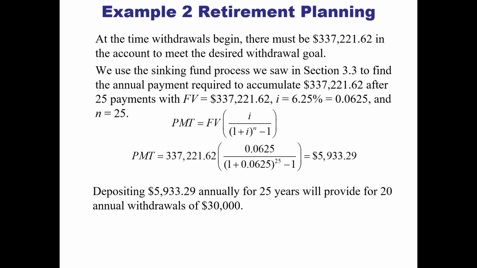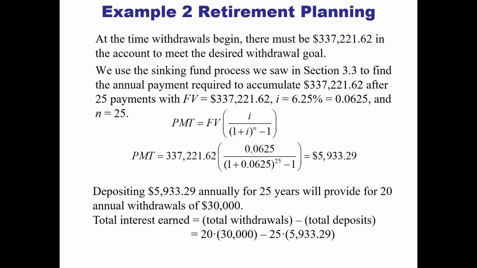What we have to do is figure out how much is being paid in each year, and then how much is taken out each year. Basically the total withdrawals minus the total deposits gives us our total interest earned. So we took 20 times 30,000, that's how much we're taking out, and then we subtract 5,933.29 times 25, and we end up with $451,667.75 in interest earned.